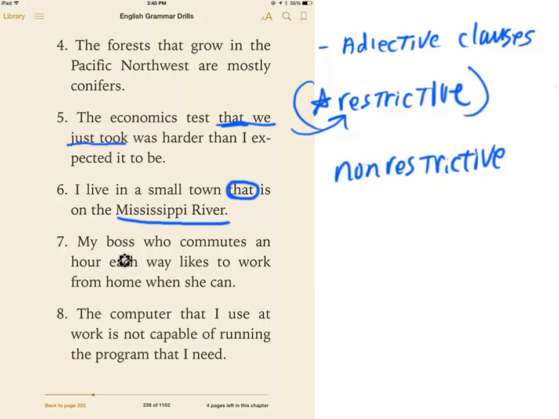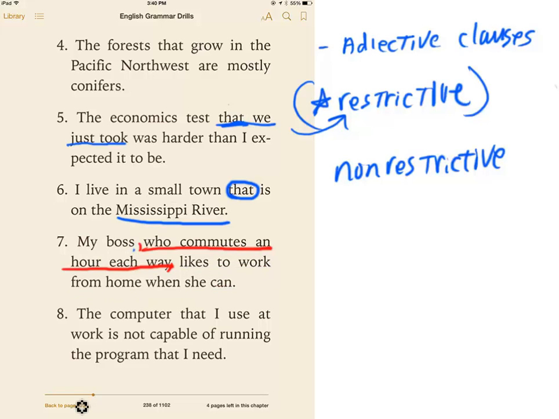Okay. My boss, who commutes an hour each way, likes to work from home when she can. My boss likes to work from home. Do I care that she commutes an hour each way? It's not important to the sentence. I just know that she likes to work from home. So I would call that a non-restrictive clause, and I would separate it off by commas. Okay? So non-restrictive. I'm underlining the clause here. Okay? I'll get rid of the other one because that's not the clause.